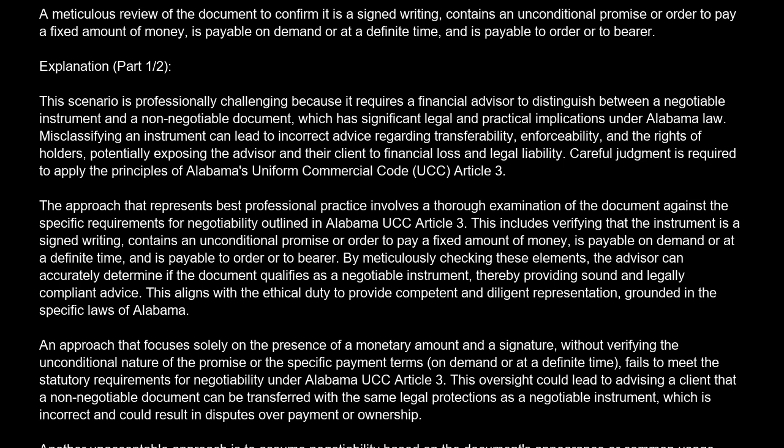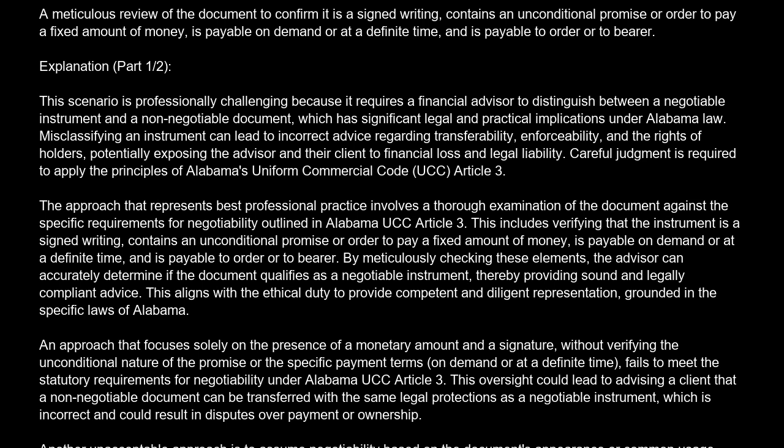instrument and a non-negotiable document, which has significant legal and practical implications under Alabama law. Misclassifying an instrument can lead to incorrect advice regarding transferability, enforceability, and the rights of holders, potentially exposing the advisor and their client to financial loss and legal liability. Careful judgment is required to apply the principles of Alabama's Uniform Commercial Code, UCC, Article 3.